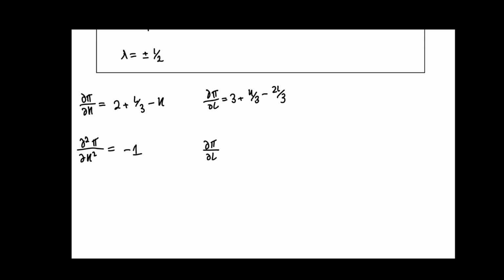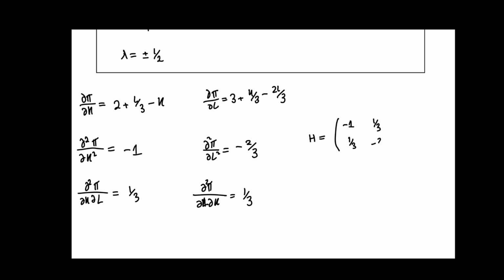If we now do the same thing with our other first order conditions, so we had 2 plus L over 3 minus K, and we also had 3 plus K over 3 minus 2L over 3. If we find the second derivatives, we get minus 1, and over here we get minus 2 over 3. Over here we get a third, and that's going to be the same over here as well. So our Hessian would be minus 1, a third, a third, and minus 2 over 3.